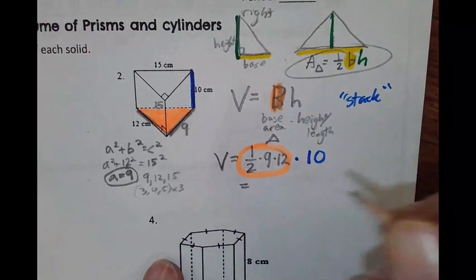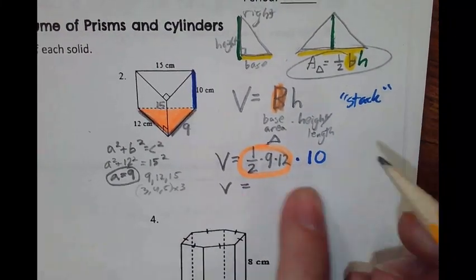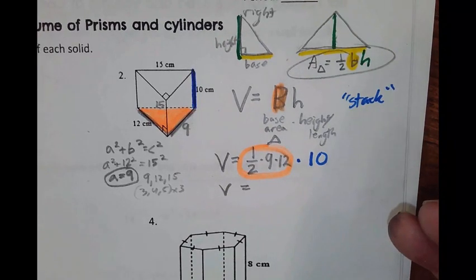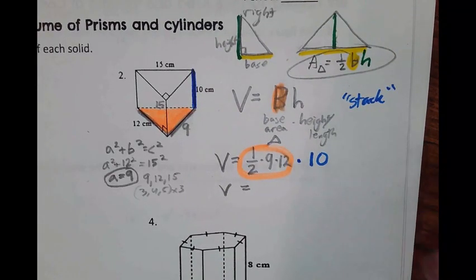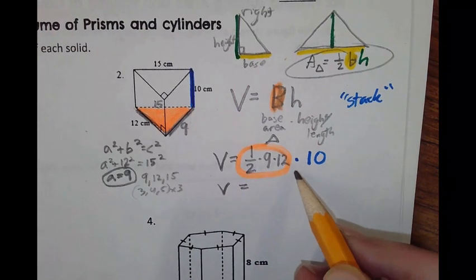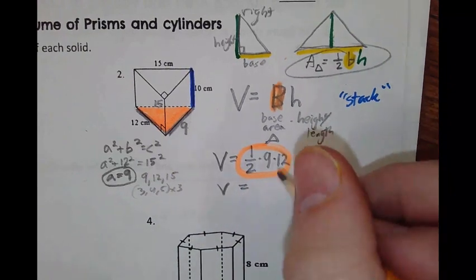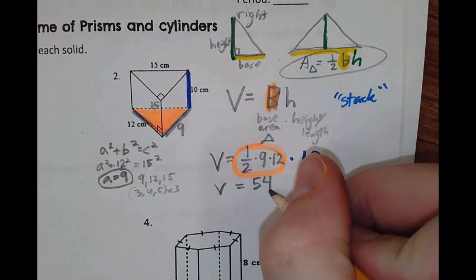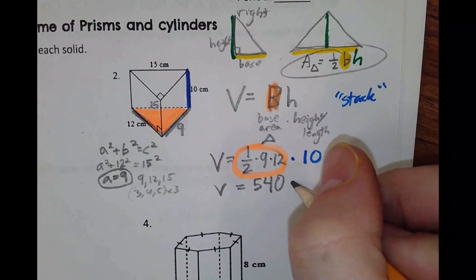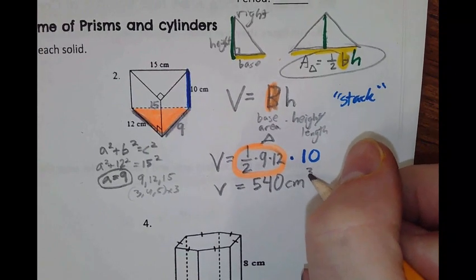Okay, now multiplying these four numbers together, I will get my final answer. Okay, let's multiply. 1/2 times 9 times 12 times 10. It's 540. The answer would be 540 centimeters cubed.